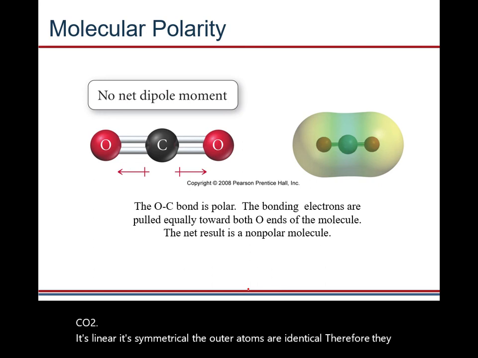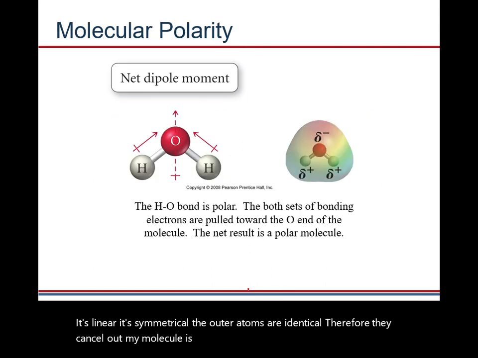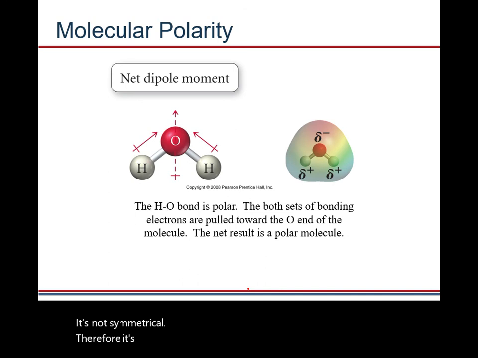My molecule is nonpolar. But if I look at water, it's not symmetrical, therefore it's polar. But that's not always the case. Sometimes we can have atoms that are asymmetrical, but they can still be nonpolar. So let me give you an example here. Let me do the following.